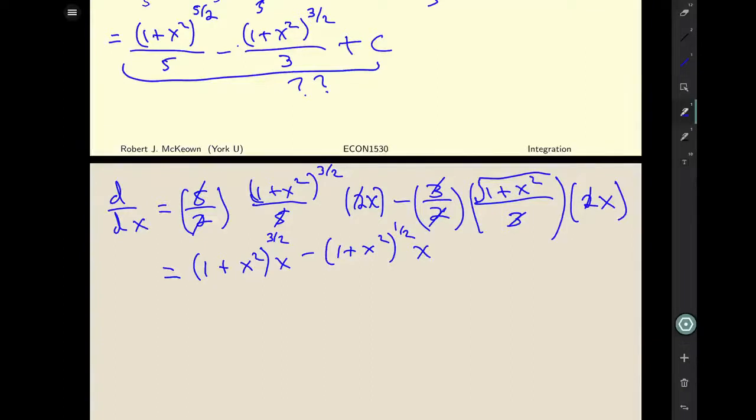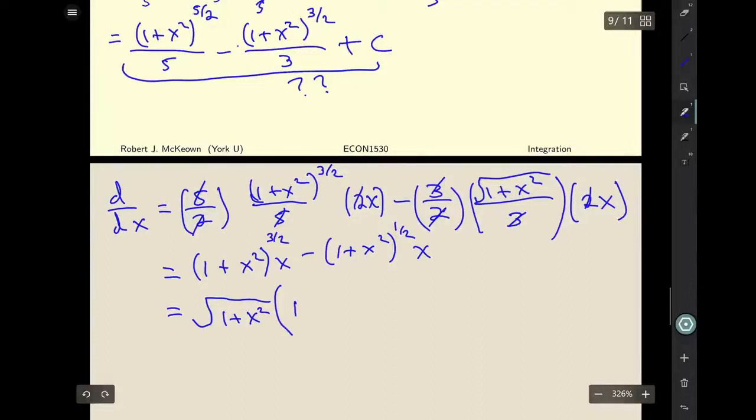Now it still doesn't look like the answer that we started with, so maybe what I'll do is I'm going to factor out a 1 plus x squared. What do we get when we do that? We get 1 plus x squared to the power of 1 times x minus, so we've got an x there, like so.